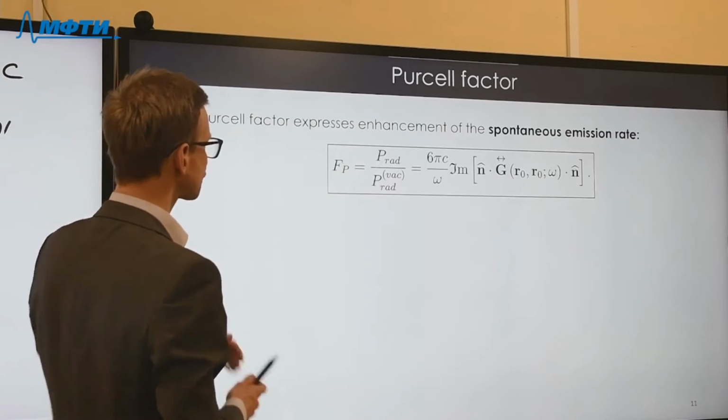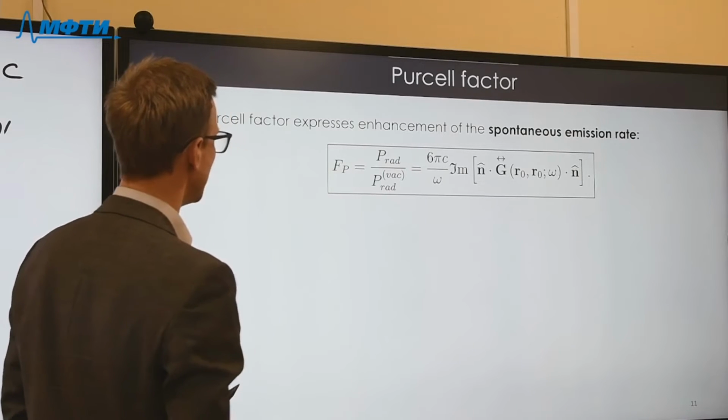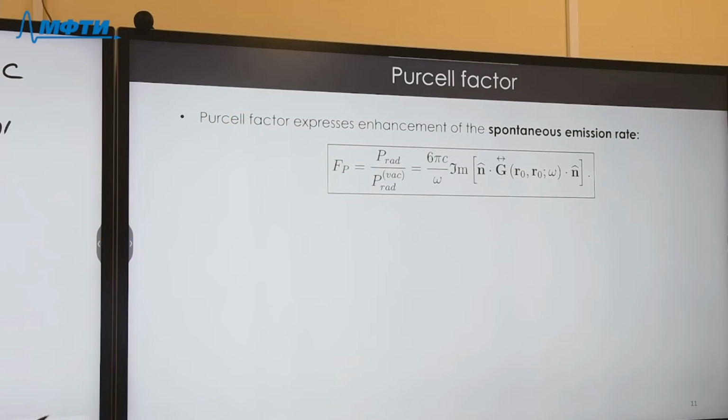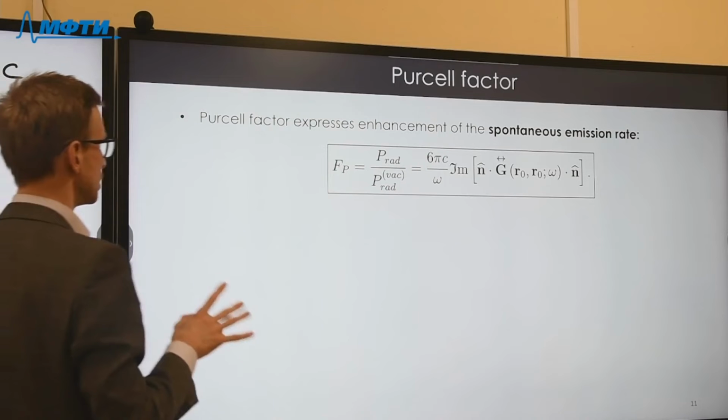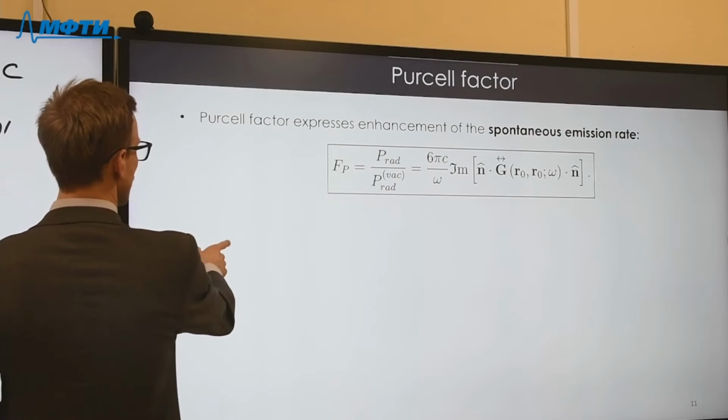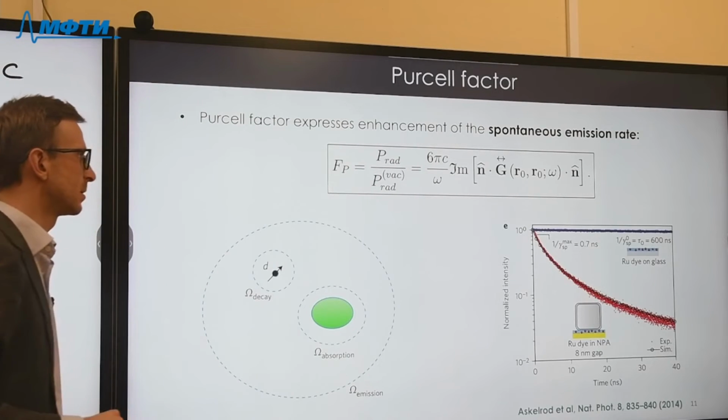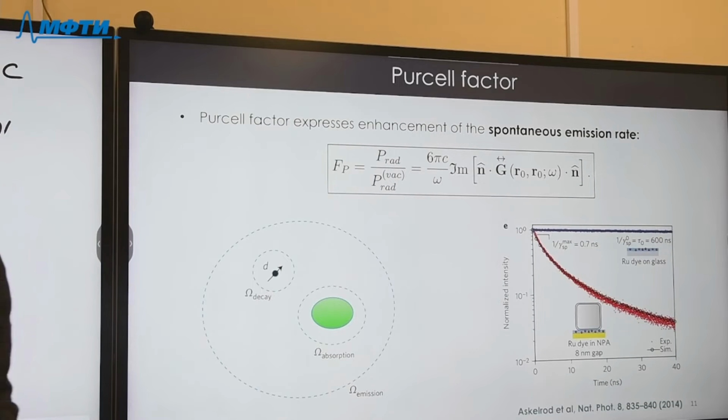Now I want to talk a bit more about what spontaneous emission is and a bit more about density of states in general. So this formula that is written here describes the enhancement or inhibition of spontaneous emission rate.